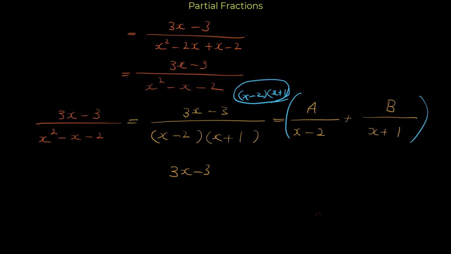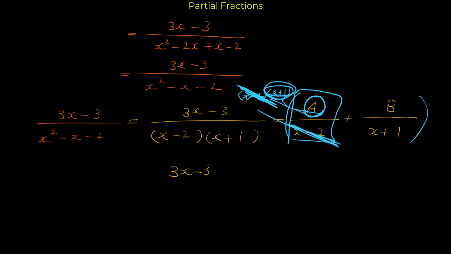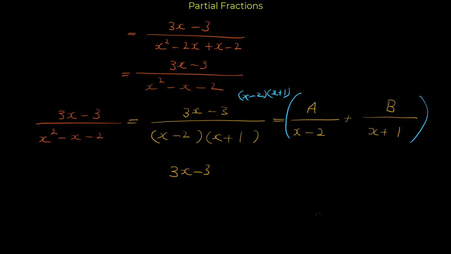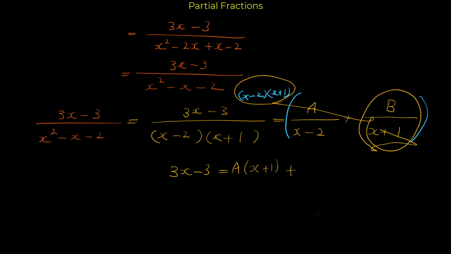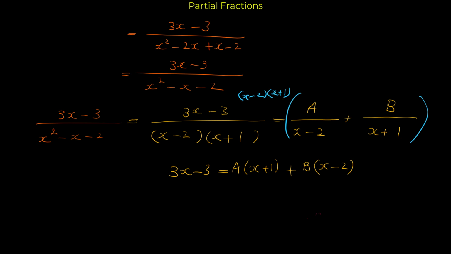When we multiply this in the first fraction, the x minus 2 from the denominator cancels with this x minus 2, and then we have a times x plus 1. And when we multiply this in the second fraction, the x plus 1 from the denominator cancels with x plus 1, and we have b times x minus 2. These are simple algebraic operations.